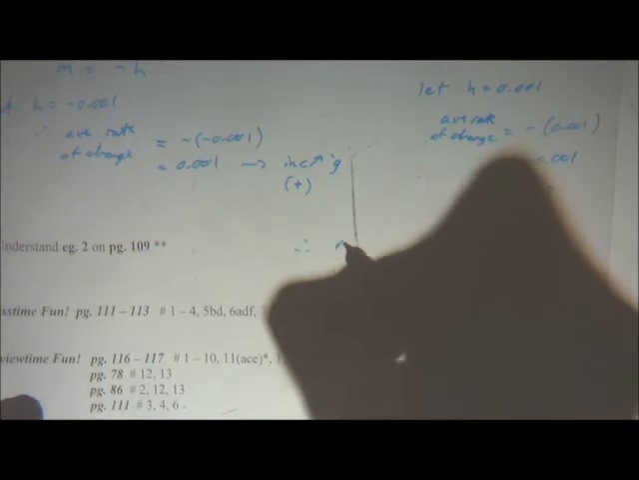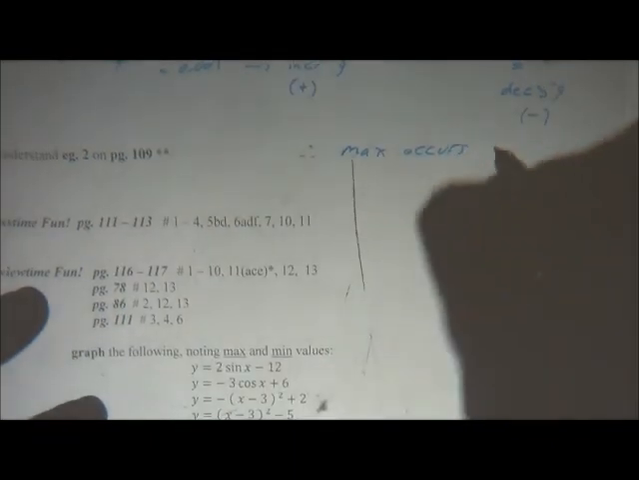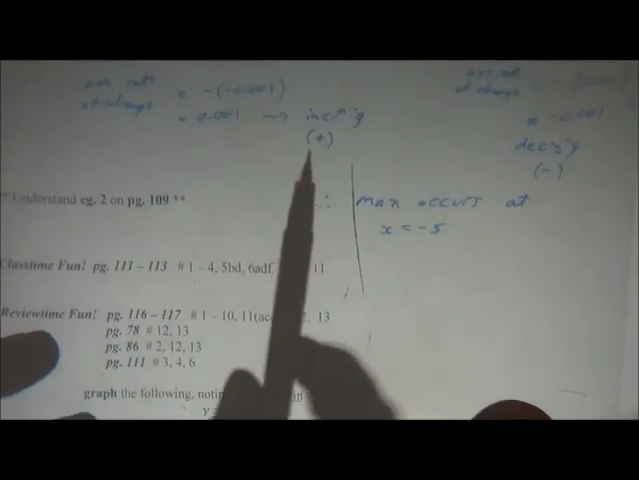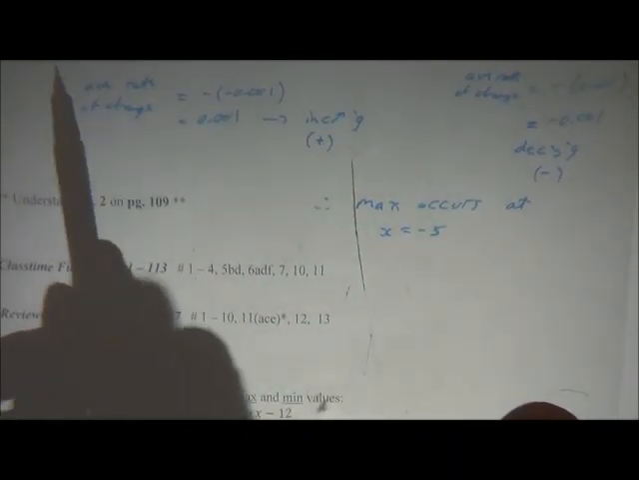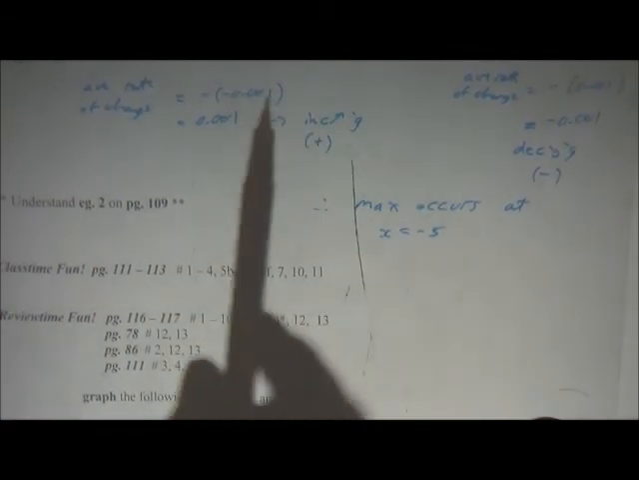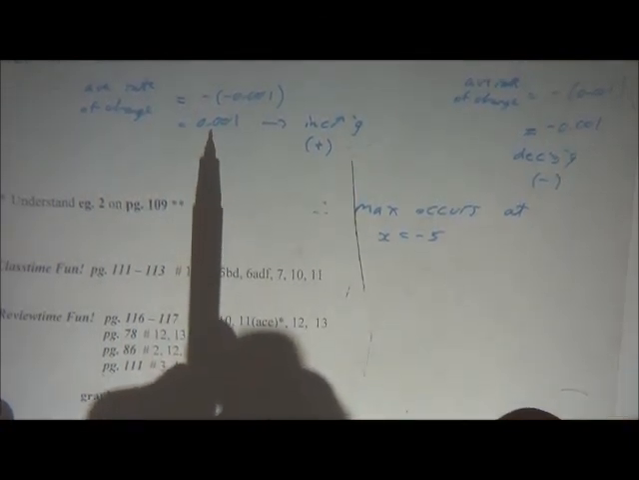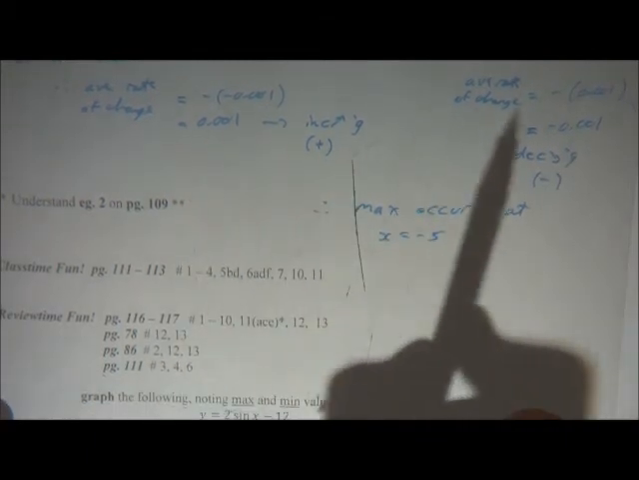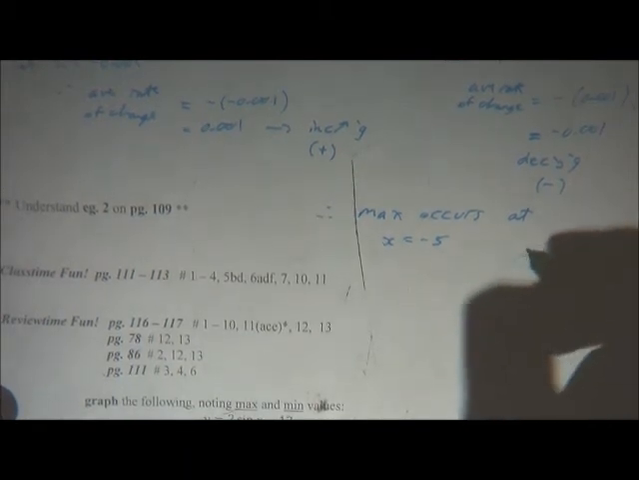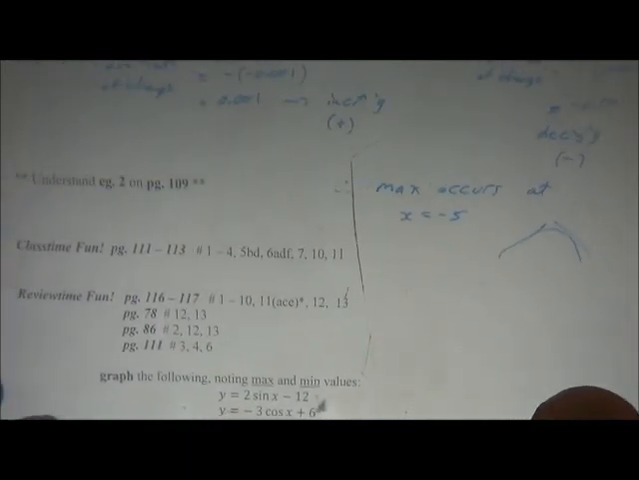Therefore, the maximum occurs at x equals -5. Because if it's increasing to the left of the value and decreasing to the right of the value, and you can clearly see there that if you were to take an average of these two values, you're going to get 0. So the maximum occurs at x equals -5. Positive to the left, negative to the right, therefore it is a maximum.